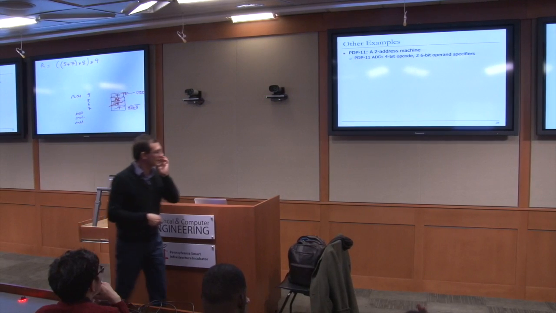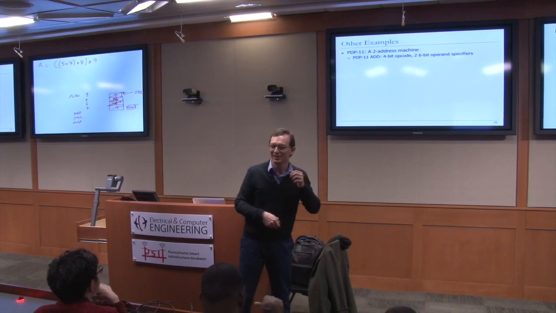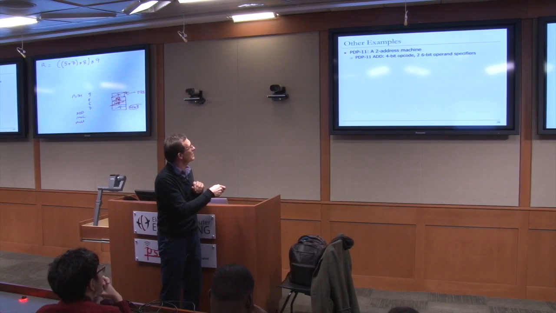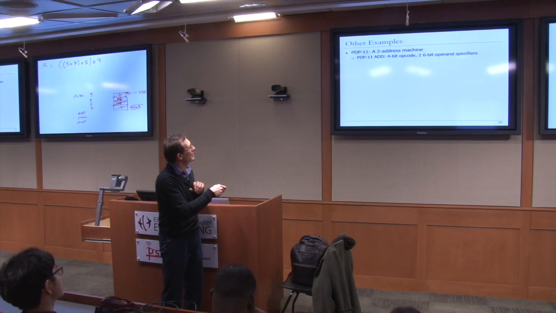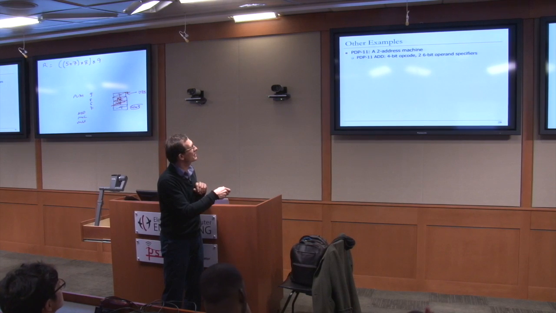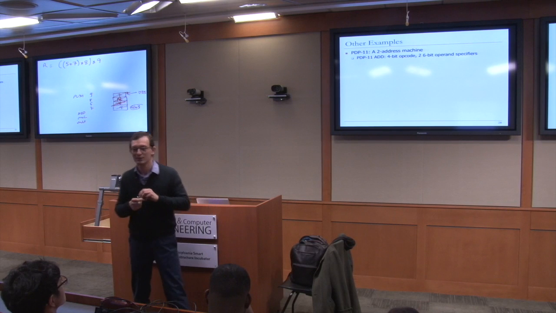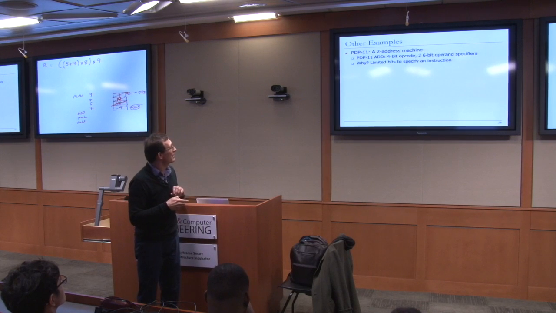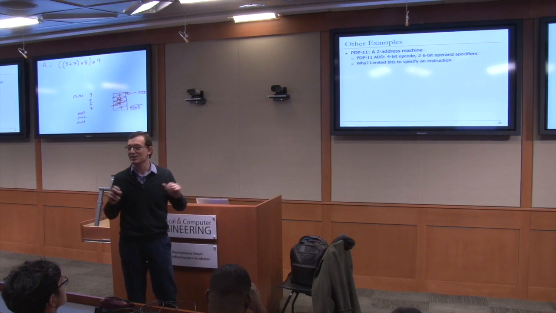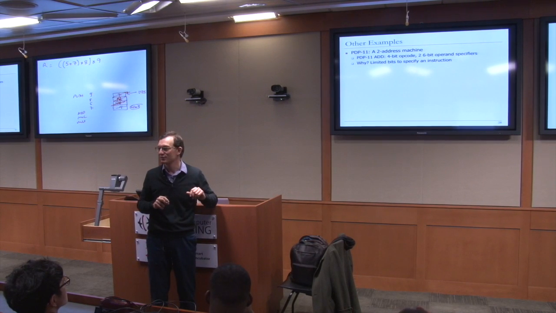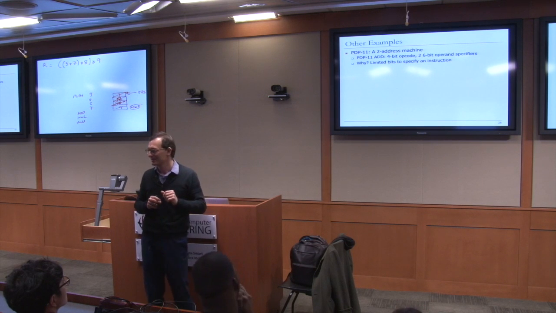Okay, there are other examples. Not all machines are stack machines, fortunately. Life is easier. PDP-11, for example, is a 2-address machine. It had an add instruction with a 4-bit opcode and two 6-bit operand specifiers. Well, why was it a 2-address machine? Because they wanted 16-bit instructions, and they wanted 64 registers. As a result, that's how they decided to have a 2-address machine.